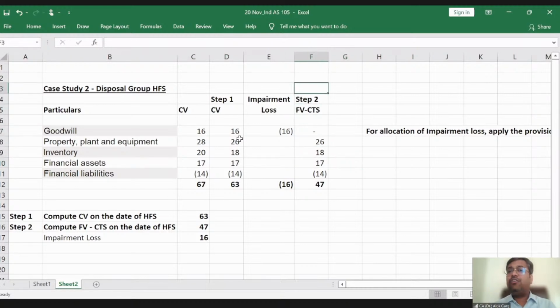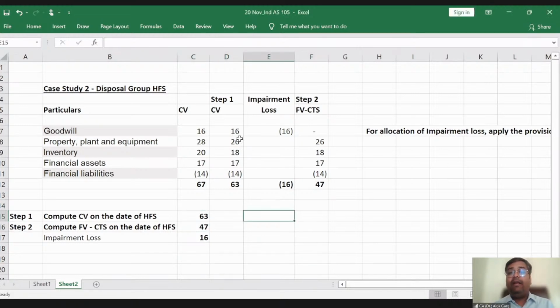Why? Because the measurement exception is there for financial assets. Clear? So we need to allocate the impairment losses first on the goodwill, then on the remaining assets on a pro rata basis. Is it clear or not clear? Tell me, friends. So step 3 is we recognize the lower, and the lower is 16 million of impairment loss.